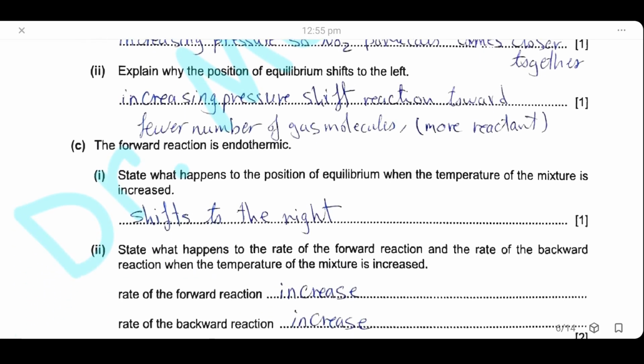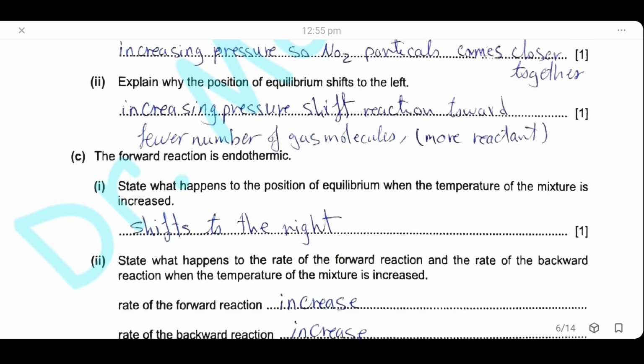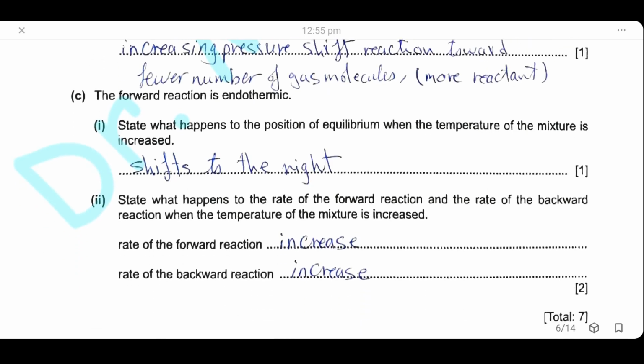C. The forward reaction is endothermic. State what happened to the position of equilibrium when the temperature of the mixture is increased. For endothermic reaction, by increasing the temperature, the equilibrium, of course, shifted toward the right. State what happened to the rate of the forward reaction and the rate of backward reaction when the temperature is increased. Increasing the temperature increases both the rate of the forward and the rate of backward reaction.